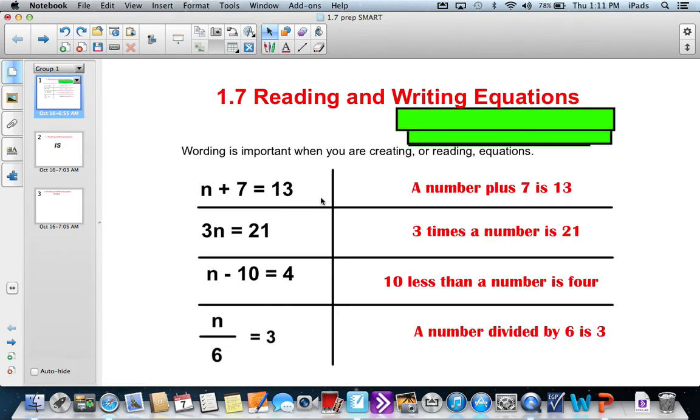If you look at the first part, a number plus 7 is 13 is the same thing as a number plus 7 equals 13. 3 times a number is 21: 3 times a number equals 21. 10 less than a number is 4: n minus 10 equals 4. A number divided by 6 is 3: a number divided by 6 equals 3.